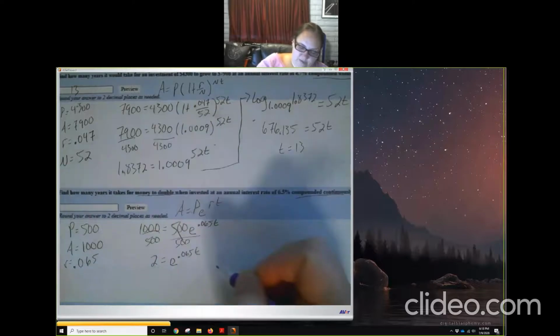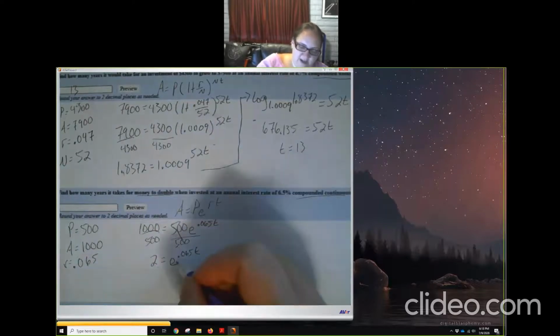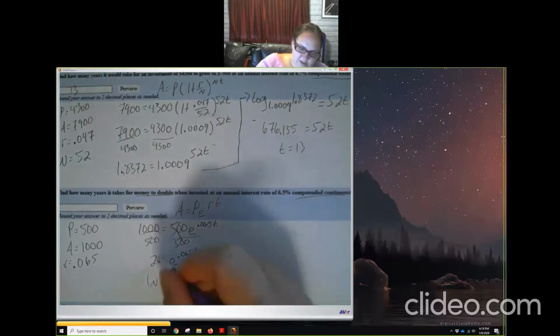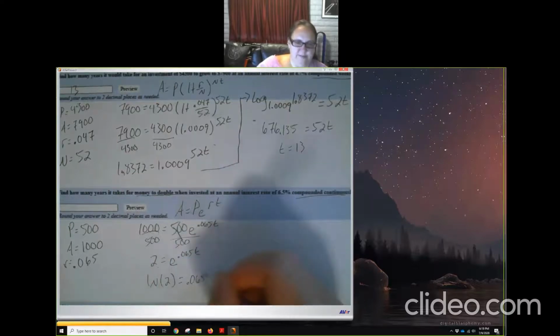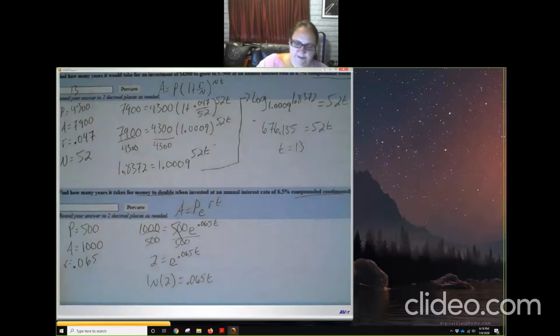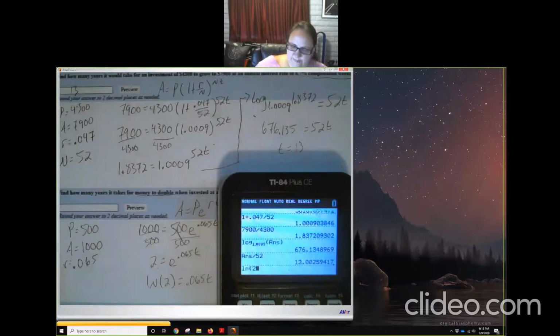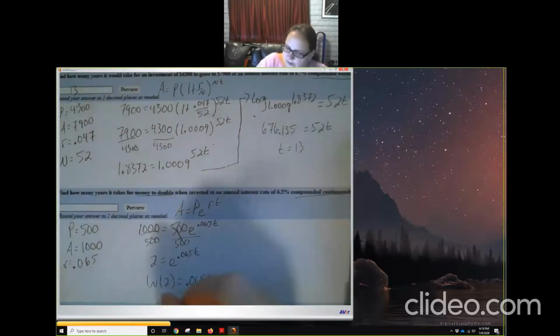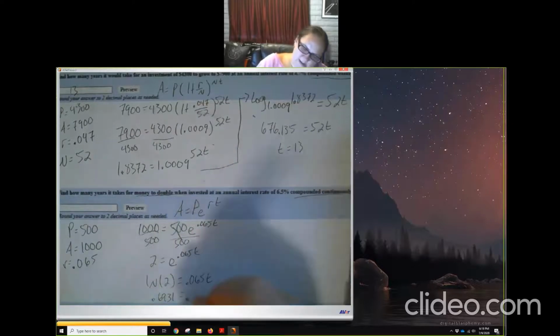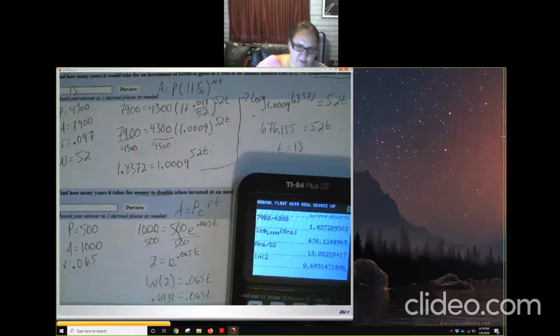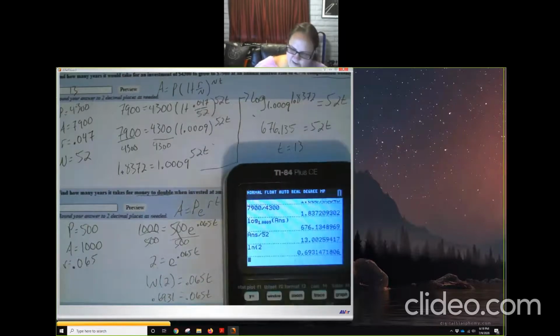Okay, so this would be the log. To turn this into a log, it would be log with base e, which is the ln of 2 equals 0.065t. The ln of 2, and then we would divide that by 0.065. So 10.66 years.